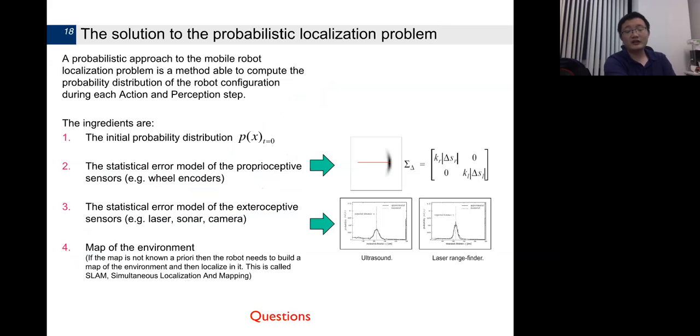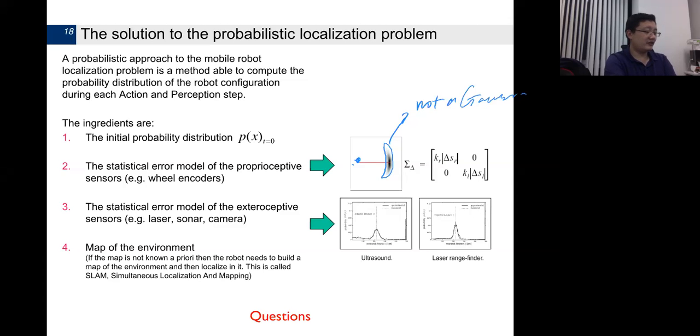If we look in detail at these 4 ingredients, then what do we see? We see the error model. If you move a real robot, a differential drive robot, to some position, the probability looks like this. You can see it's not a Gaussian. It's a moon shape.